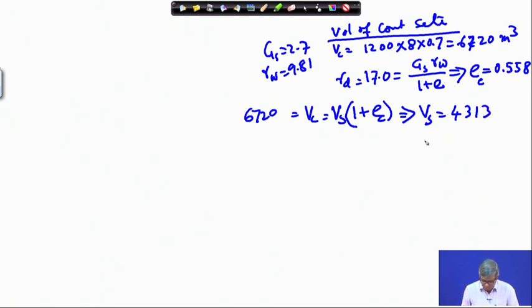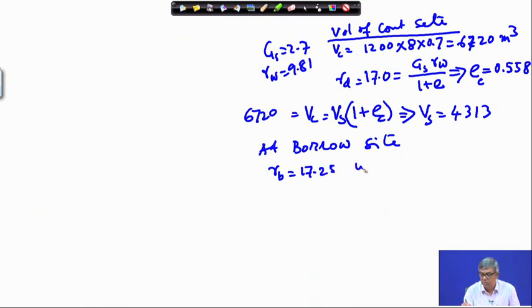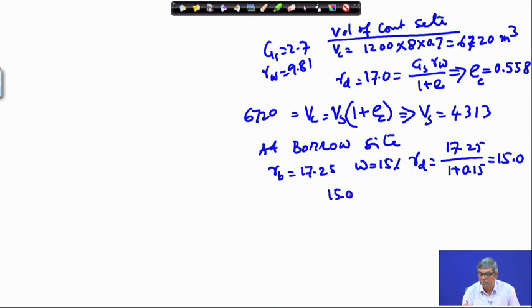So, Vs you have got. Now, once you get the Vs, at the borrow site we have got gamma B equal to 17.25 and water content is 15%. So, gamma D will be equal to 17.25 divided by 1 plus 0.15, that gives you 15.0, and so 15.0 can be written as Gs gamma W divided by 1 plus e borrow pit.